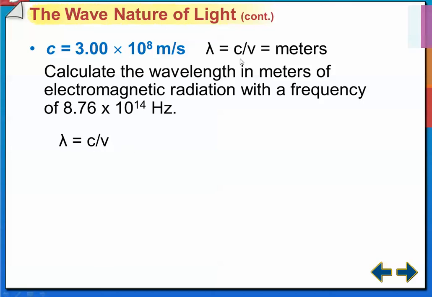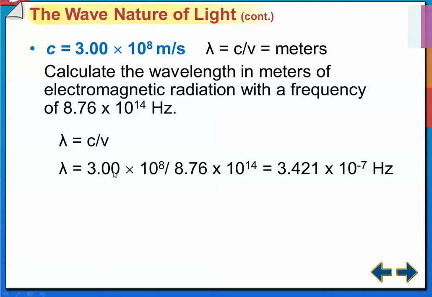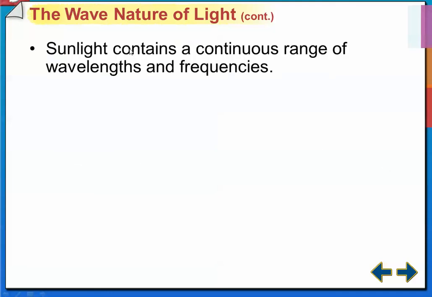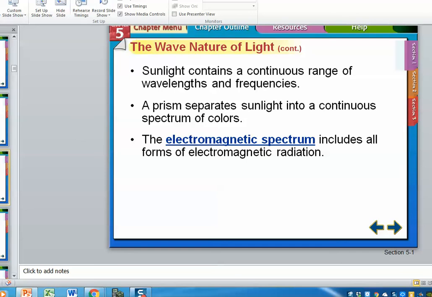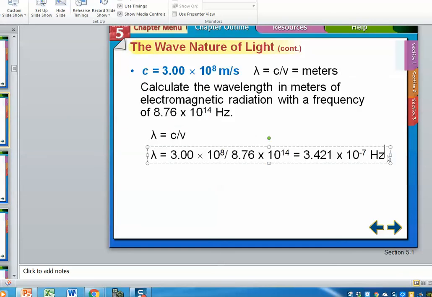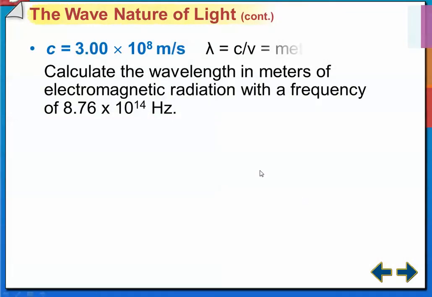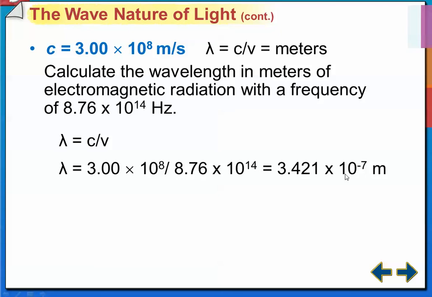Now we rearrange the equation to get the wavelength. So we do the speed of light divided by the frequency, which gives us this. It should have been in meters. Okay, sorry about that. So this is meters.